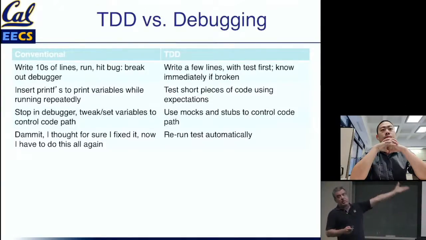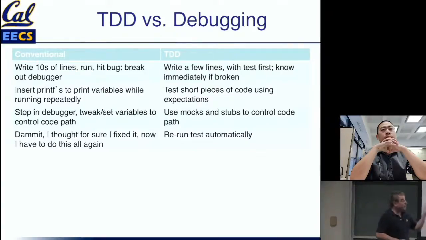And if, despite your best efforts, it doesn't work, you just press a button and run the same test again. You change your code a little bit, and you press the button. And in fact, if you use tools like guard, which we're going to show you how to use for your project, you don't even have to press the button. Every time you change your code, it reruns the test that that code is associated with.